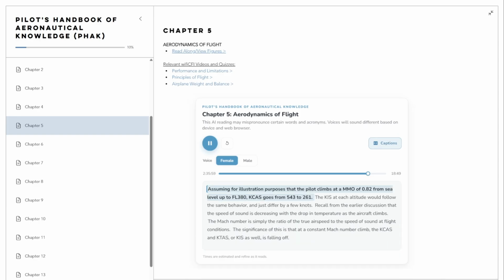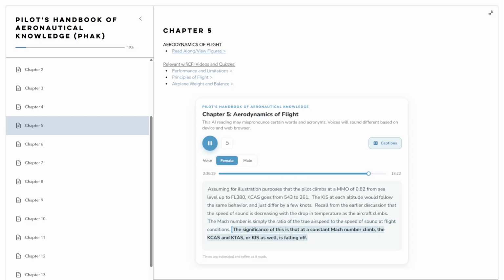Assuming for illustration purposes that the pilot climbs at a MMO of 0.82 from sea level up to FL 380, KCAS goes from 543 to 261. The KIAS at each altitude would follow the same behavior, and just differ by a few knots. Recall from the earlier discussion that the speed of sound is decreasing with the drop in temperature as the aircraft climbs. The Mach number is simply the ratio of the true airspeed to the speed of sound at flight conditions.